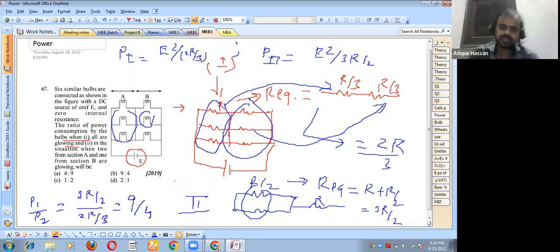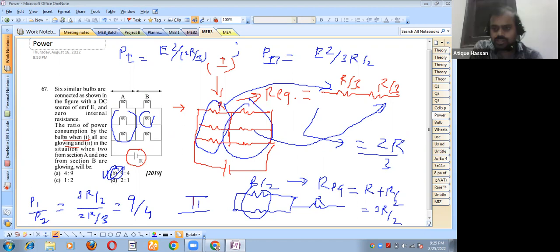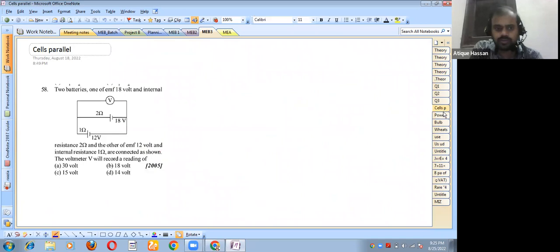So basically power is inversely proportional to resistance. Here EMF is constant, so we have to find the ratio of resistance in both the cases. Understood? Any doubt, please ask. So the correct answer is B. All of you got it? Or we got 9:4? Yes, sir. All right. So this is how we should proceed for the questions based on power.